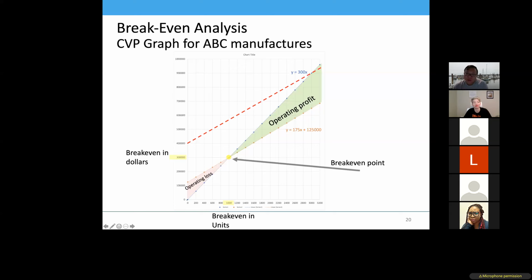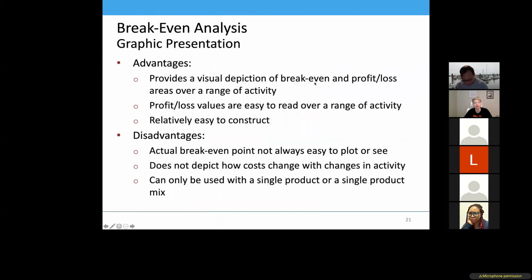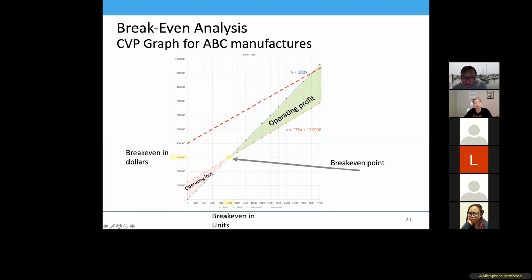Okay, so what happens when the blue sales line is above the orange line? When the sales line is above the cost line, that means you are making money. If you take a look at this green zone, which I shaded with color, that's my profit, because my sales revenue is higher than the cost. So I'm making money in this zone.